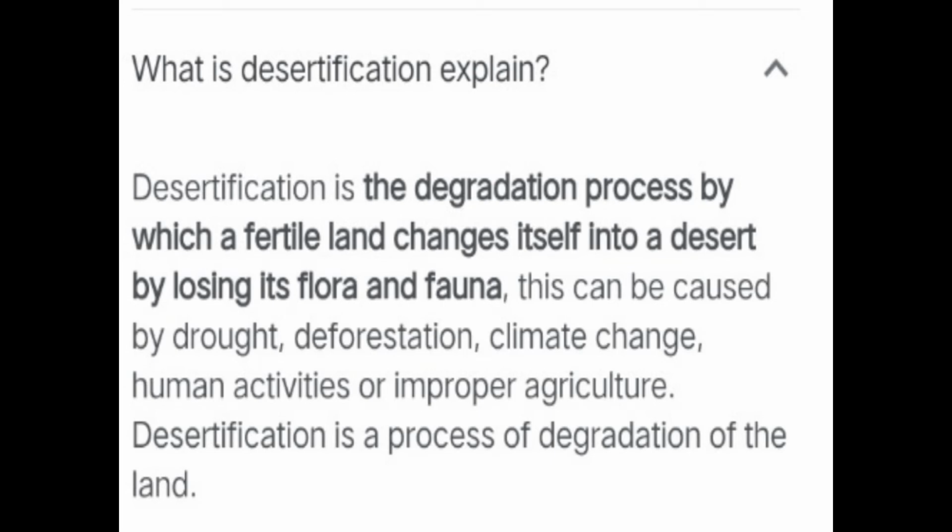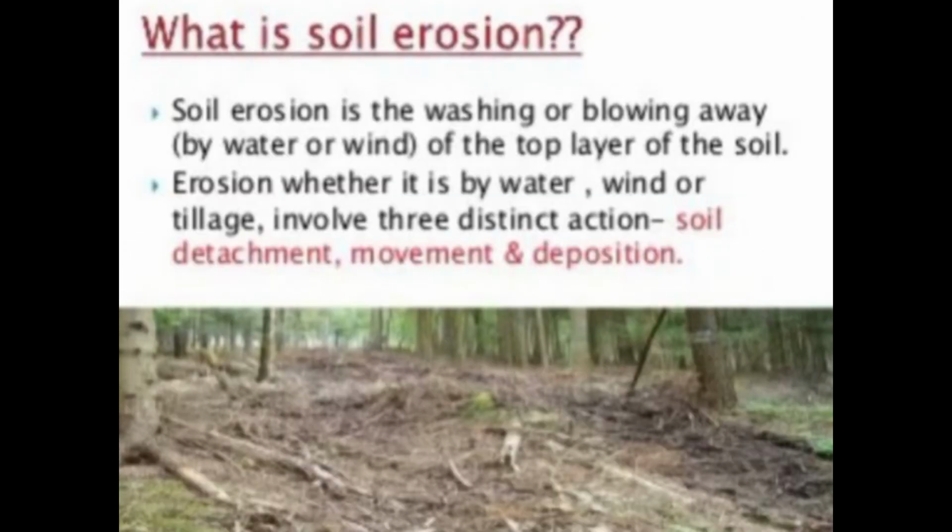So once again, desertification, the loss of flora and fauna, degradation occurring due to deforestation, drought, improper agricultural practices, leading to desertification of land. Now, coming to soil erosion.